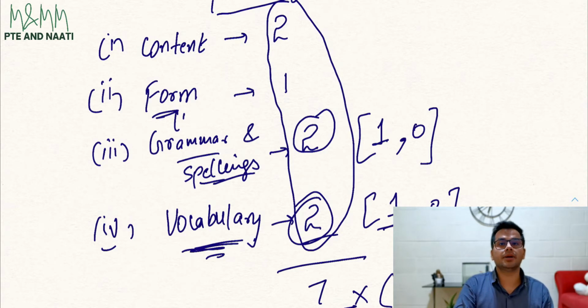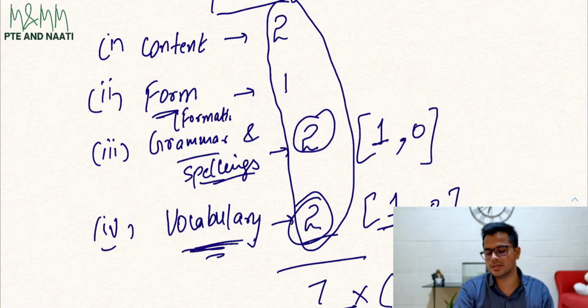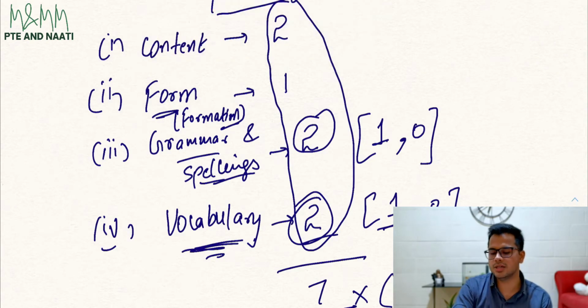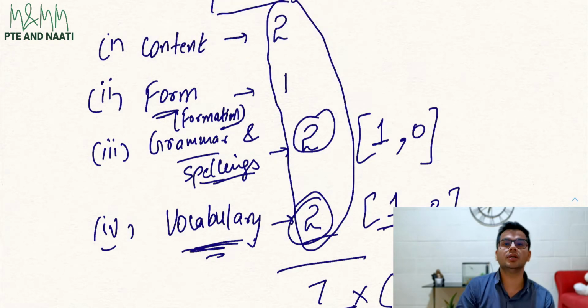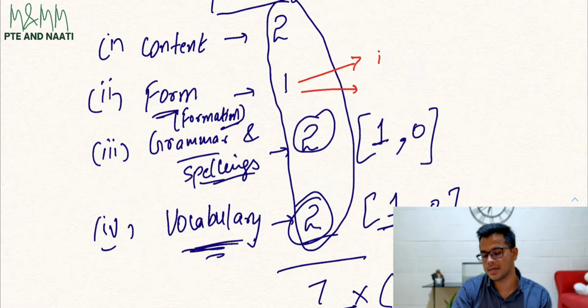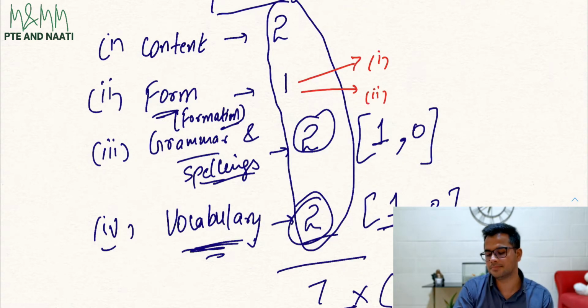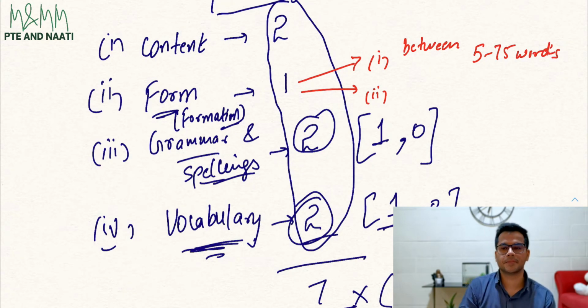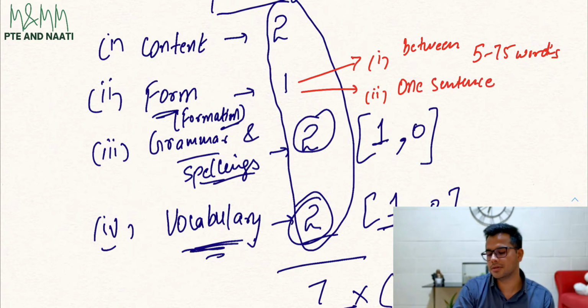Now, what do we understand by form? Form is just short for word formation. Now, in order to get this 1 mark, Pearson has actually played with us by giving us 2 different conditions to be fulfilled. Those 2 different conditions are, first is the word limit, and the word limit for one summary is between 5 to 75 words. And second condition is 1 sentence summary.